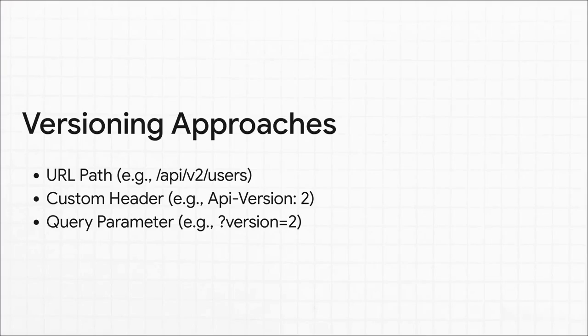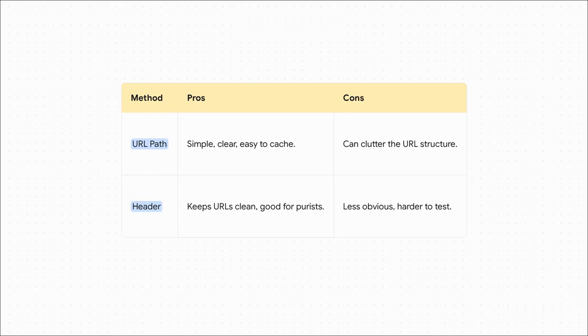You can stick the version right in the URL path, like /API/v2/users. Super obvious. Or you could tuck it away in something called a custom header, which keeps the URL looking clean. And another way is to add it as a parameter at the end of the URL. Each one of these has its own set of pros and cons. So let's look at the trade-offs for the two most popular methods.